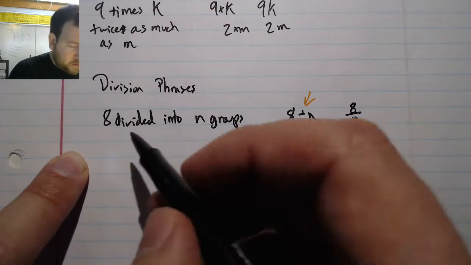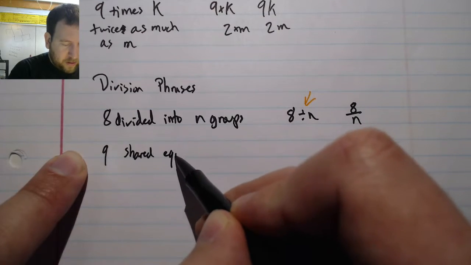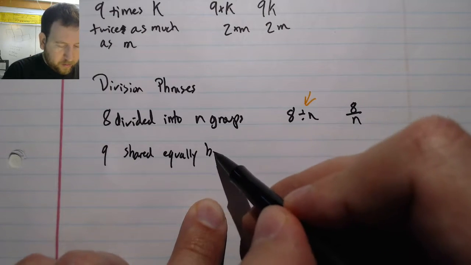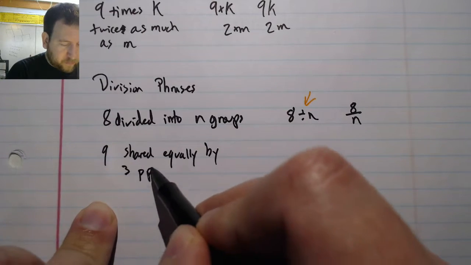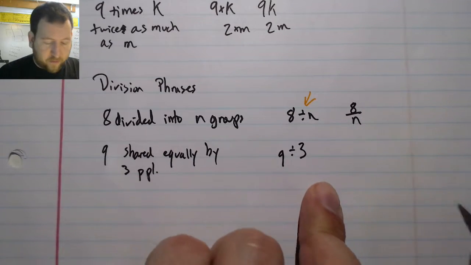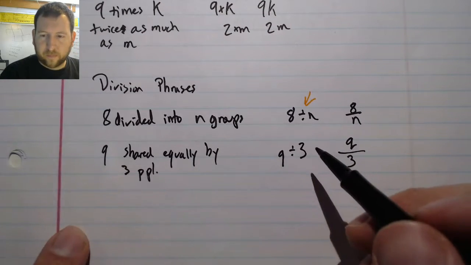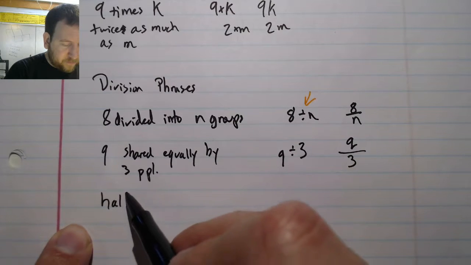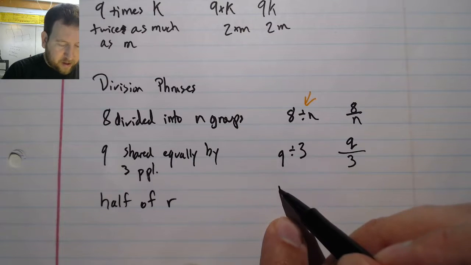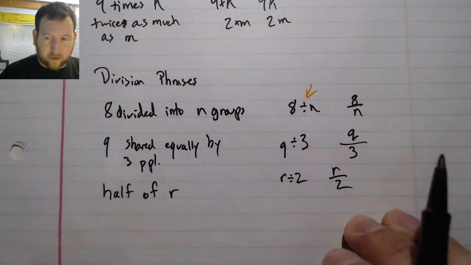We also see, what if we have q shared equally by 3 people? Well, then we're going to have q divided by 3, or my preferred way of writing it, q over 3. We could have half of r. That would mean we have r divided by 2, or r over 2, my preferred way.